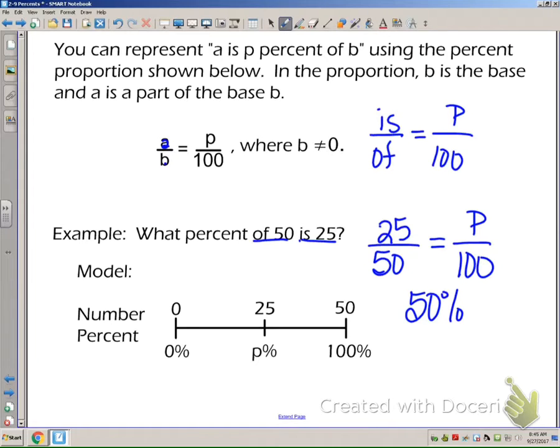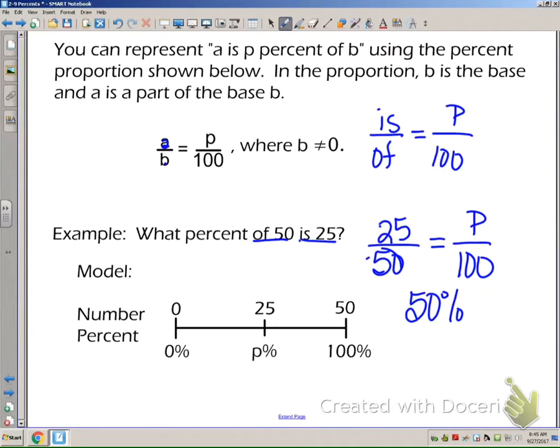And another way that you can think about this, the whole part, we're asking what percent of the whole part, which is 50, so that's where the whole bottom part, the whole base comes in, the 50, is 25. 25 is what part of that? So the part would be 25 of the whole, which is 50, and when we divide that out, we know that's 50%.